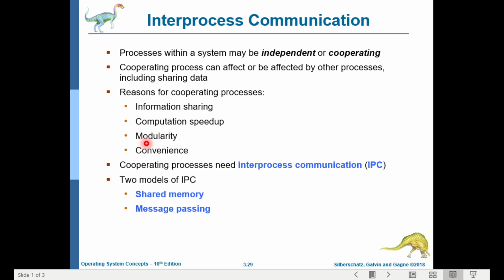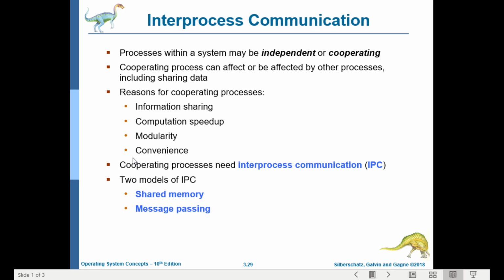If we want to construct the system in a modular fashion, we can divide the system functions into separate processes or threads. Threads we will learn in the next chapter.